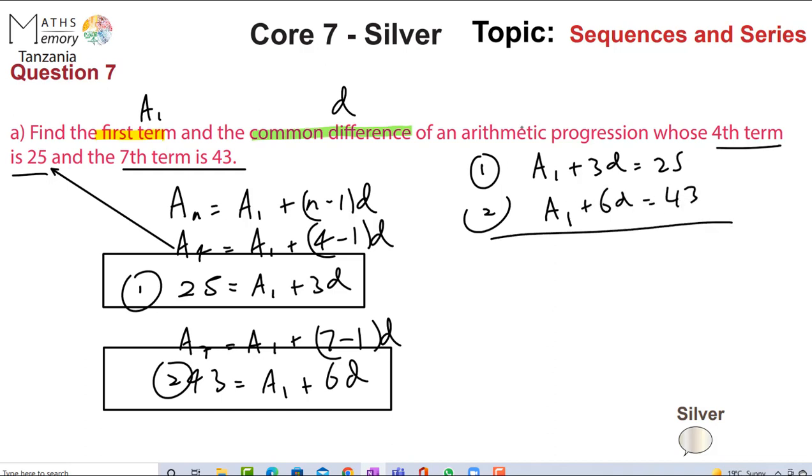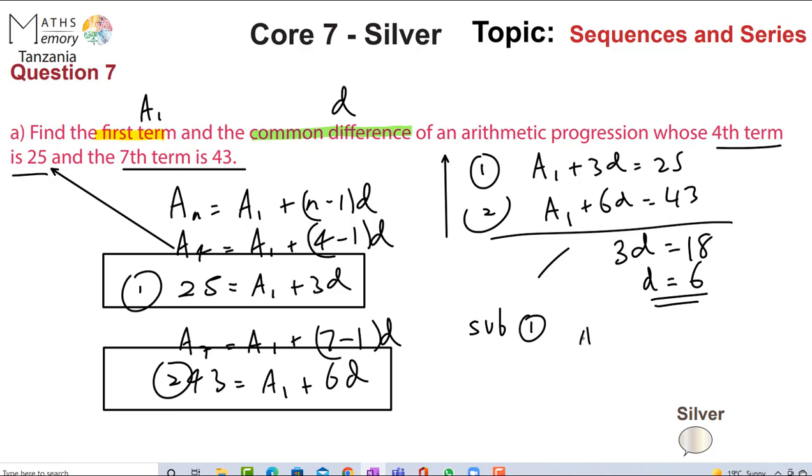Let's take them away from each other. The 2 like terms here are A1 and A1. Let's go bottom take away the top one, each one of these respectively. So 6d take away 3d is simply 3d. 43 take away 25 is going to be 18. So therefore d would equal 6. The difference is 6. Sub this value of d into the easiest one, let's say number 1 over here, to find out A.